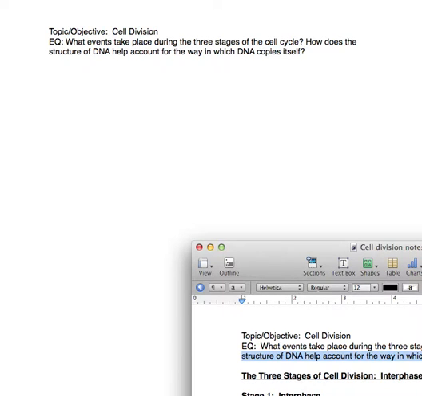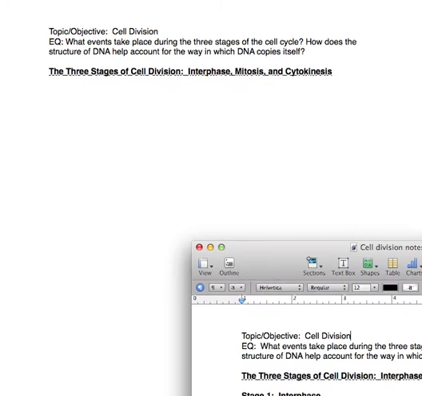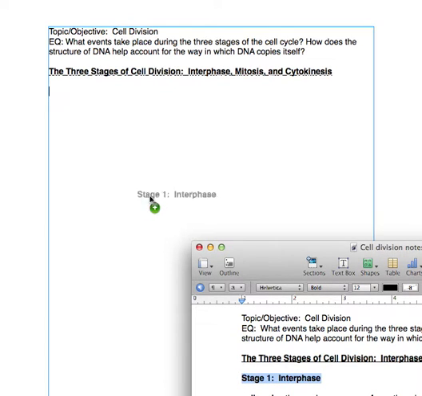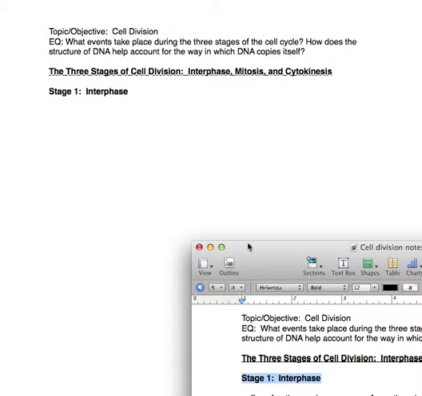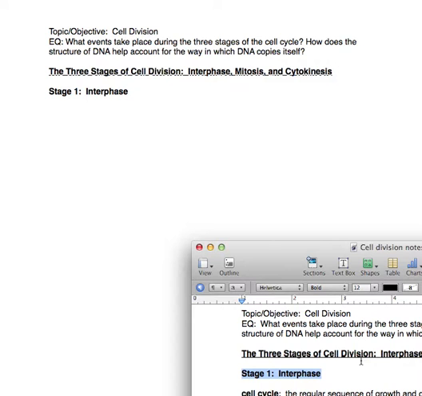First, we're going to start with the 3 stages of cell division. So in the notes section, you want to make a heading of the 3 stages of cell division: interphase, mitosis, and cytokinesis. The first we're going to start with is something called interphase, which is the first stage of cell division. First, we need to identify what the cell cycle is.